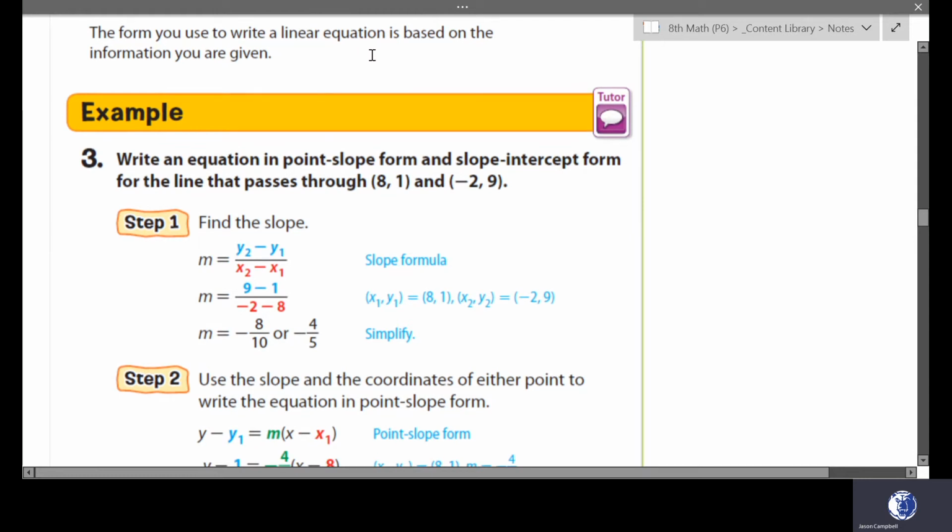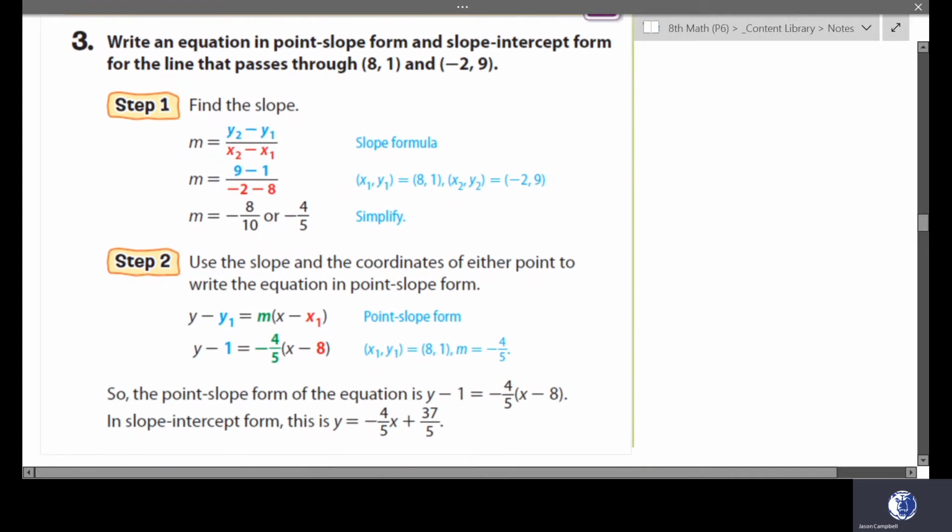In example 3, it says write an equation in point-slope form and slope-intercept form for the line that passes through 8, 1 and -2, 9. So first they find the slope using the slope formula, which is y2 minus y1 over x2 minus x1. 9 subtract 1 over -2 subtract 8 is -8/10 or -4/5.